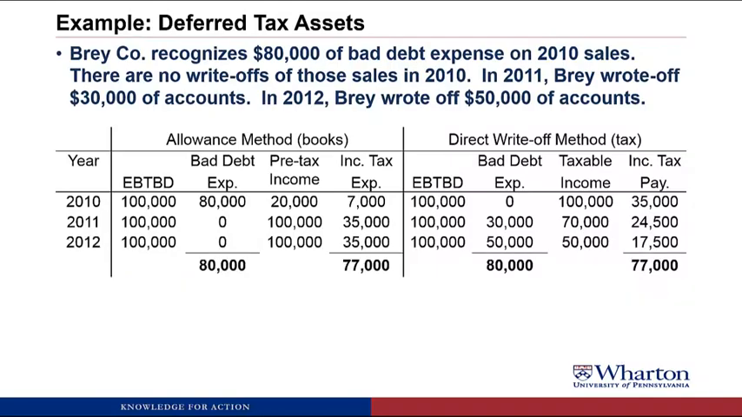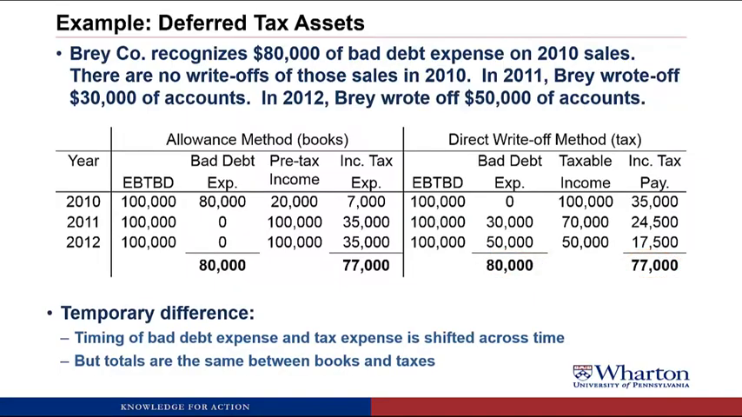Okay, and just to summarize this example, on the books, we had a total of $80,000 for bad debt expense and a total income tax expense of $77,000. On the tax return, same total for bad debt expense, same total for income tax payable. Again, it's a classic timing difference where the timing of bad debt expense and tax expense is shifted across time, but the totals are the same between books and taxes over the life of the transaction, which in this case is from the time the sales were made until the final write-offs were made on ones that were uncollectible.